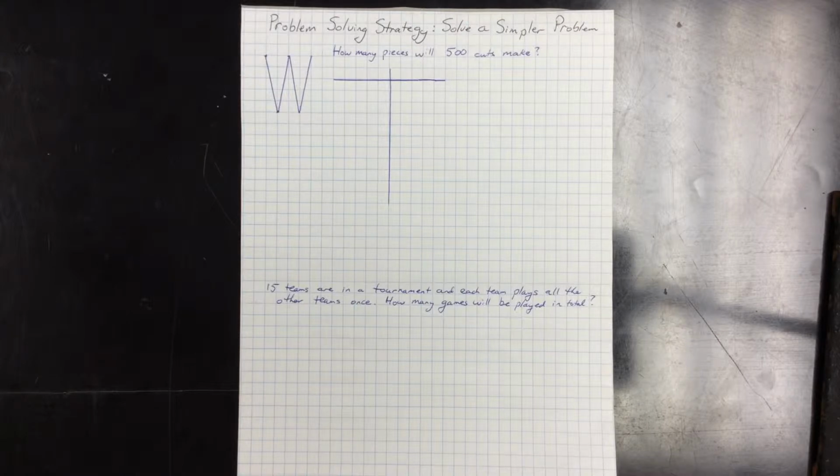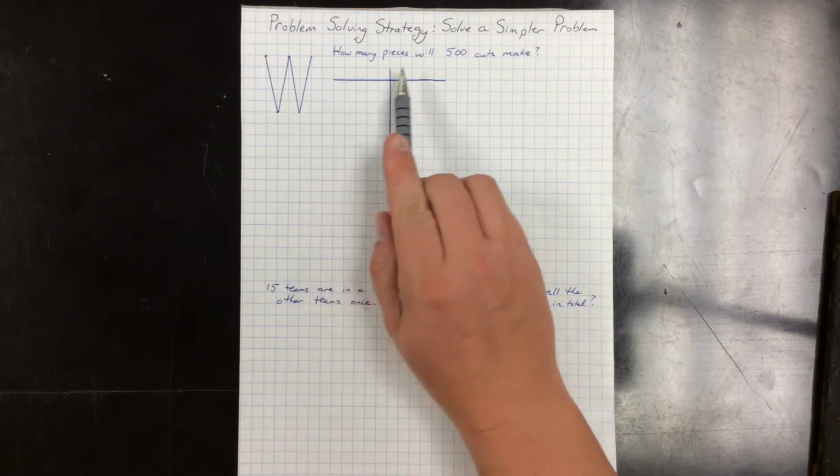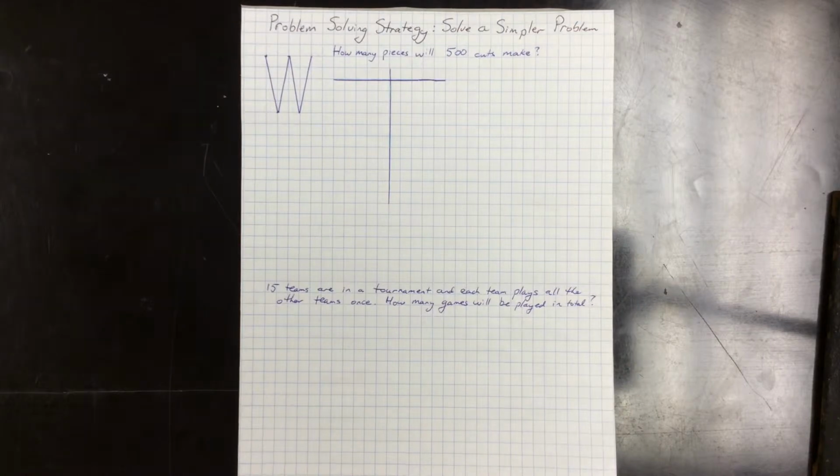Today we're going to be looking at a problem-solving strategy. Sometimes the question or problem is very complex, and it makes it easier if we break it into smaller pieces and solve that first. For example, if we had this W, and we were asked how many pieces 500 horizontal cuts will make, that could be overwhelming to begin with.